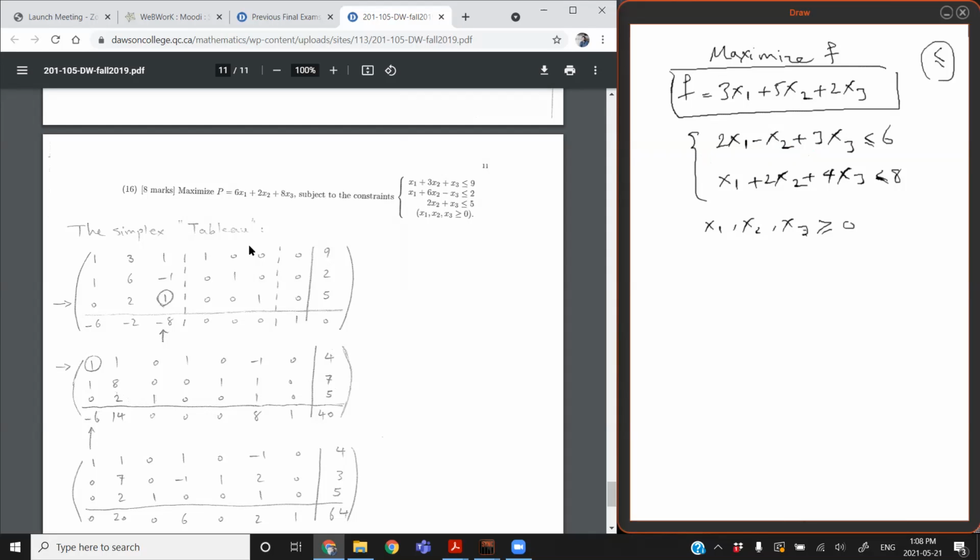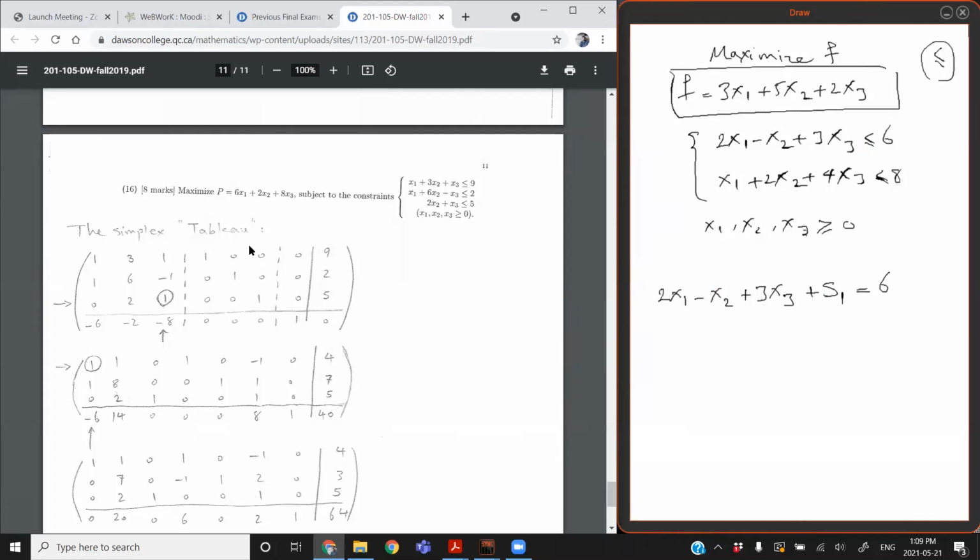So for example, for this first one, you get 2x1 minus x2 plus 3x3, and then you add a slack variable s1, and then you will have equality equals 6. Because if this is less than or equal to 6, then you can add something to it to make them equal. And the thing that I'm adding is a variable called s1. It's called a slack variable.